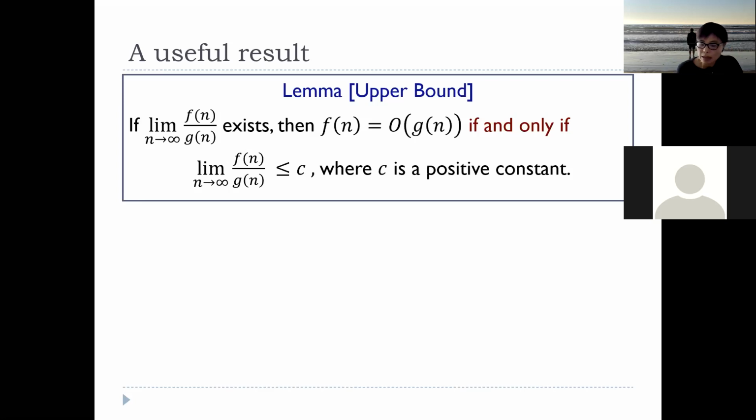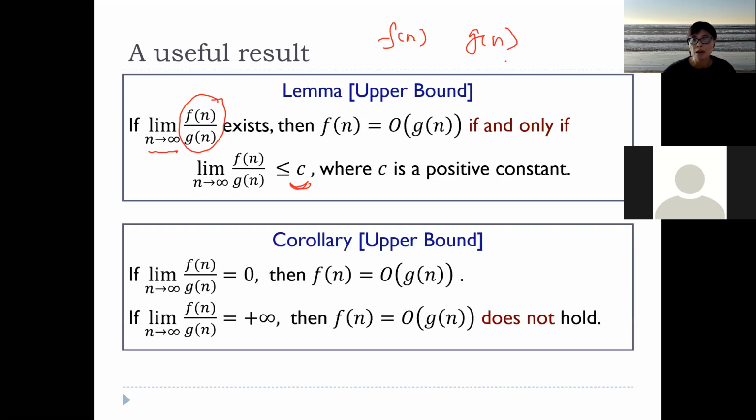Suppose you want to understand the relation between f of n and g of n. Take the ratio of them and look at this function. Assume that as n goes to infinity, the limit of the ratio exists. If the limit is bounded from above by a positive constant, then f of n is in big O of g of n. This basically follows from the definition, but this form is sometimes easier to use.